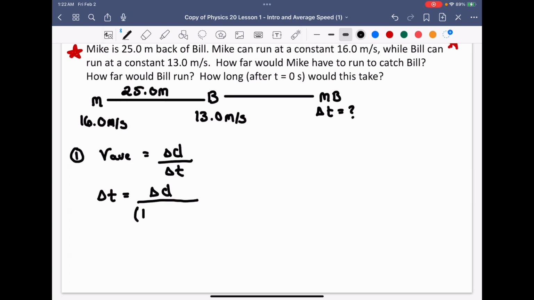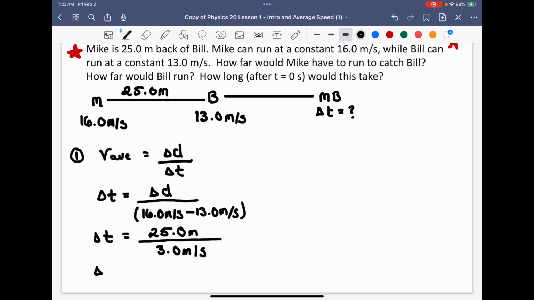It's going to be the difference in their velocities. So 16.0 meters per second minus 13.0 meters per second. So the difference in their speeds. Now, to be more specific, we say the change in time, or the time required to close this gap, is equal to the 25.0 meters divided by the difference in their speeds, that's going to give me 3.0 meters per second.